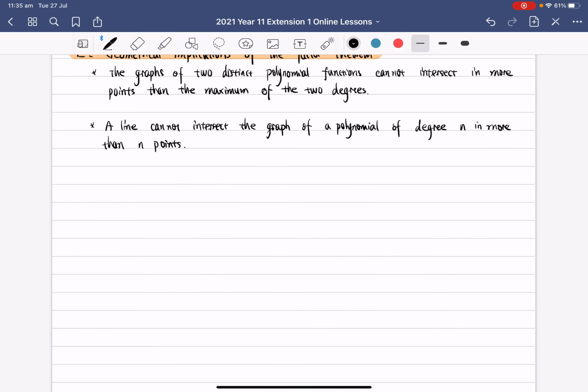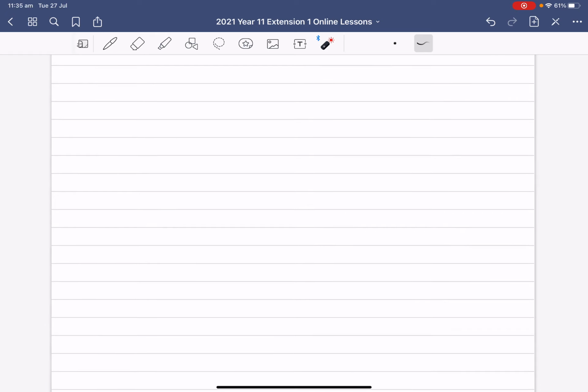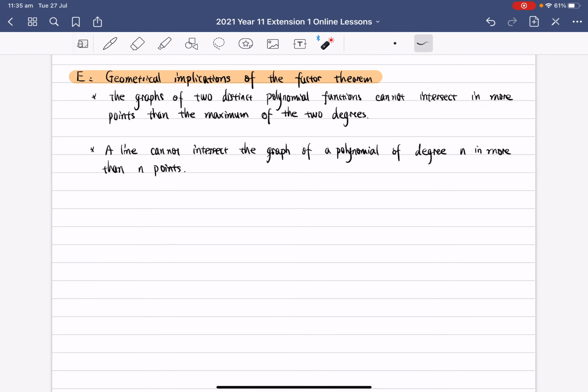The next one is very similar to the previous one. A line cannot intersect the graph of a polynomial of degree n in more than n points. Well, a line has a degree of 1. If I have a polynomial function of degree n, then n must be more than 1. Unless you have 2 lines, both of degree 1, in which case they can only intersect at 1 point, unless they are identical lines. But that's not possible because we're talking about distinct polynomials.